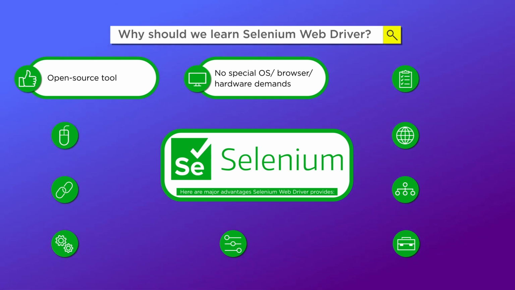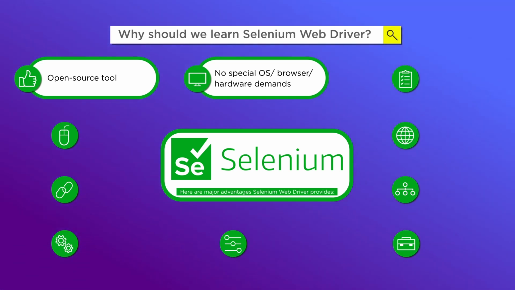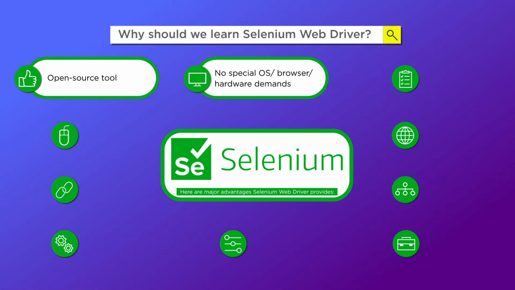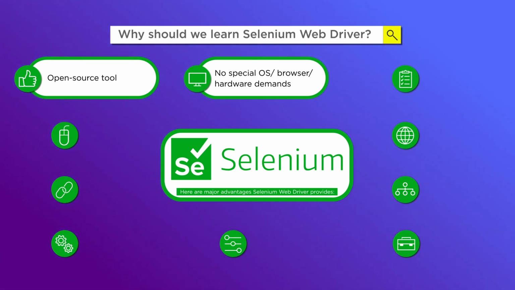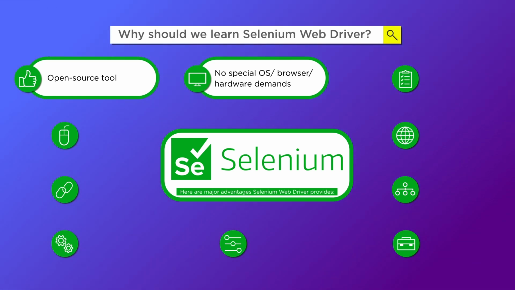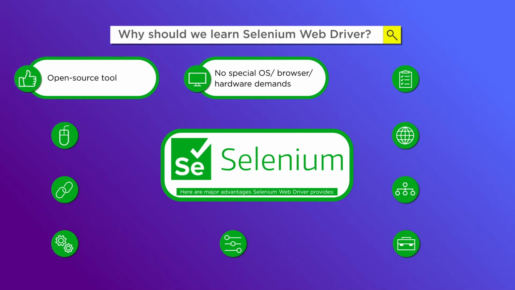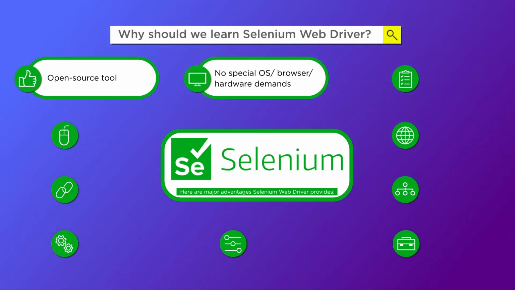Another benefit is that you need no special OS, browser, or hardware. This is another benefit that you get with Selenium. You don't need a system with 16 GB RAM or a large HDD. Neither do you need to house a Windows OS or Mac OS or Linux OS. The operating system you use for home purposes is good enough for Selenium testing.